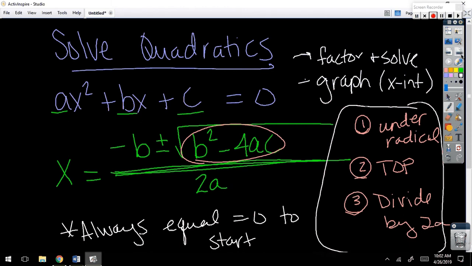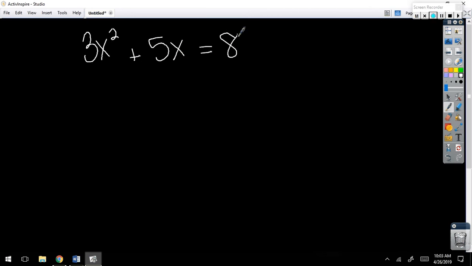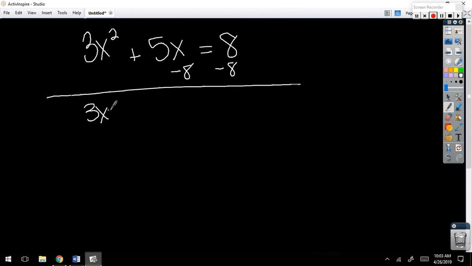Are you ready? Okay. Yes. We're going to do the same thing. We're going to list the A, the B, and the C. Minus 8, because anytime I use the quadratic formula, it has to equal 0, and this doesn't. So, Christian, you're right. I need to minus 8. We're getting to the same answers. We're just doing it a different way.